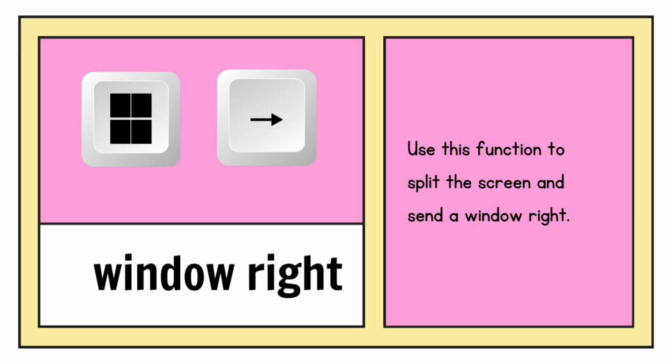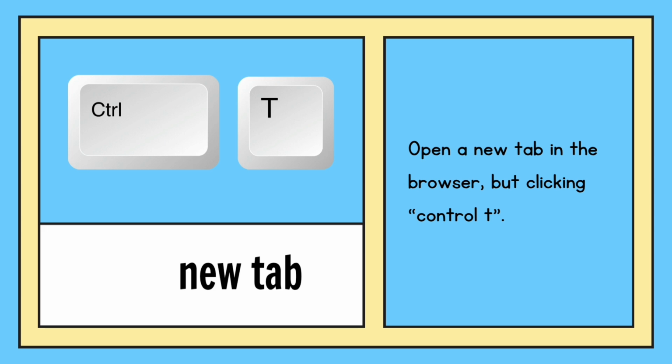Window key plus right arrow, window right. Use this function to split the screen and send a window right. Ctrl plus T, new tab. Open a new tab in the browser by clicking Ctrl T.